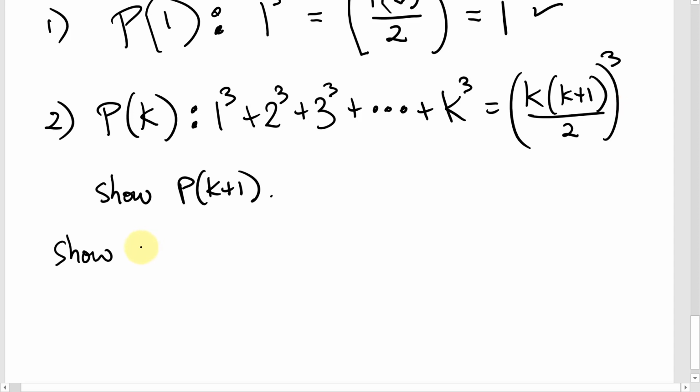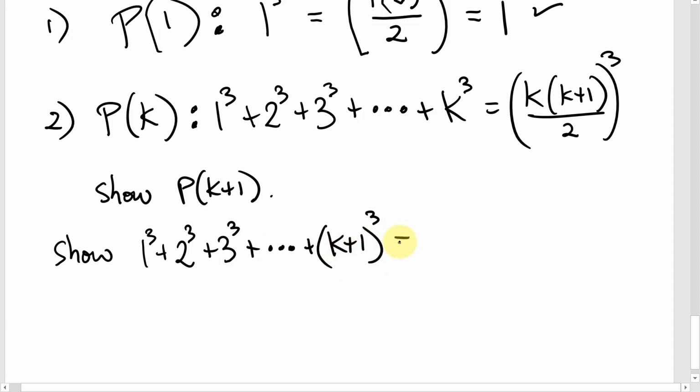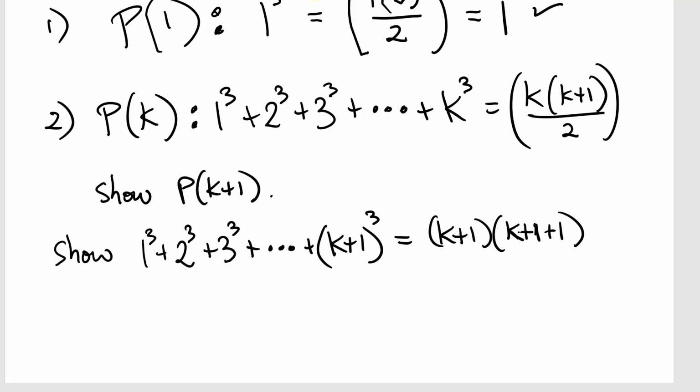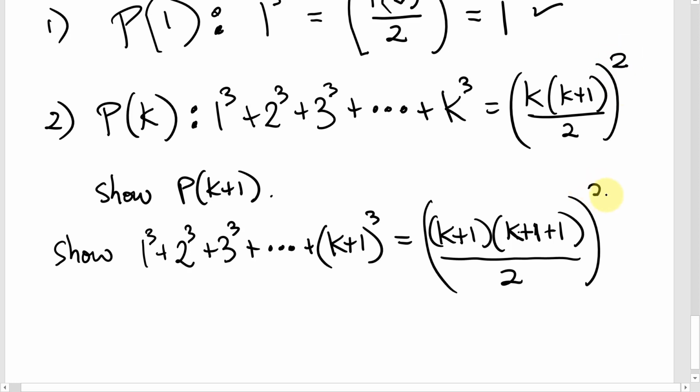So I really want to show 1 cubed and 2 cubed and 3 cubed up to k plus 1 cubed is equal to, and replace k plus 1 everywhere here. The formula was that it had to be squared here. I wrote that wrong. This is the statement at k plus 1. I want to show that's true, and I can use this. We call this the left-hand side, and I'll call this the right-hand side.